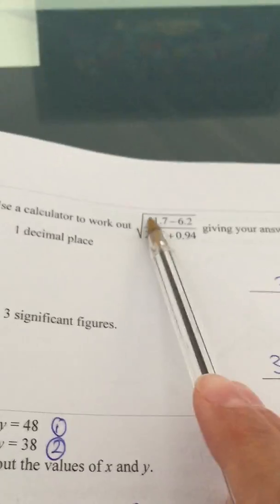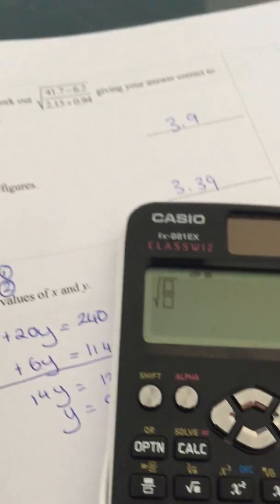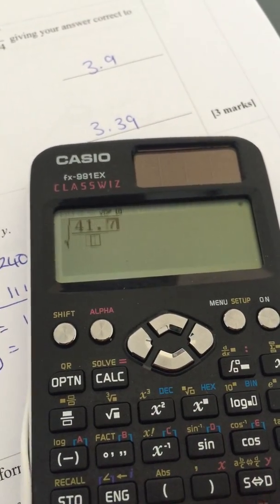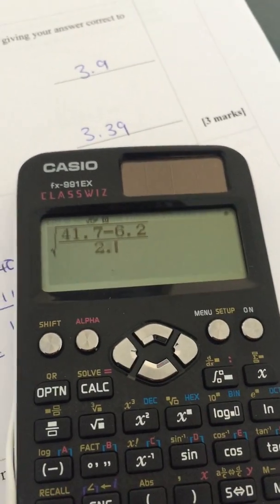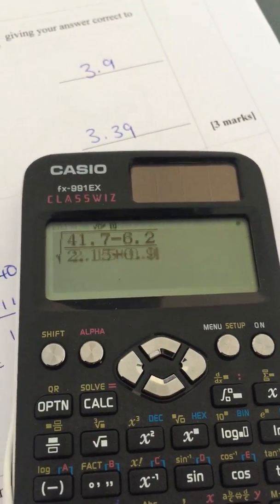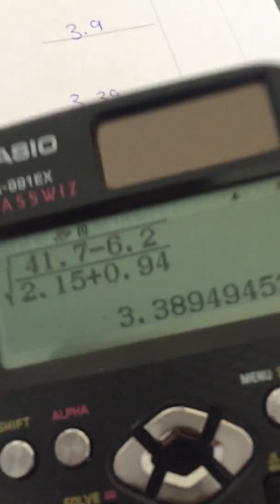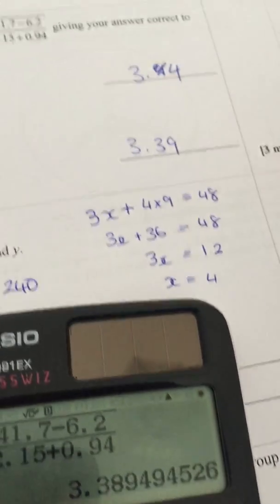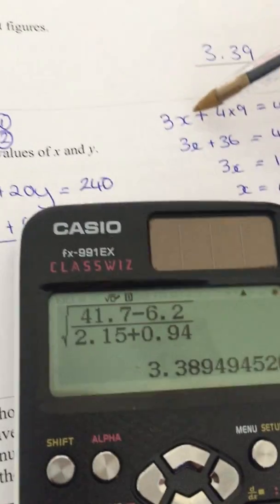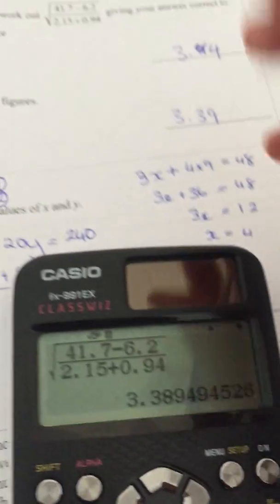Okay, this one using your calculator. The easiest way to do it on your calculator, use the square root button and then type in the fraction and then type in your 41.7 minus your 6.2 and then divide it by 2.15 plus 0.94. Because you've used the fraction function, you don't need to put brackets, and you get that answer rounding to 1 decimal place. Sorry, that should be 3.4. Yes, and here to 3 significant figures. 1, 2, 3. The 9 rounds the 8 up, so it's 3.39.